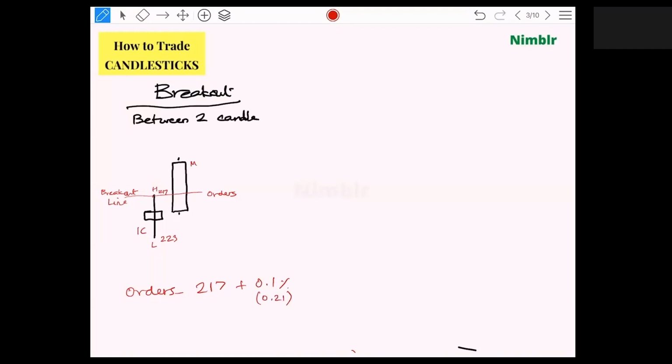For your ease of calculations, if Nifty is 18,200, 0.1%, which will come up every now and then, will be 18.20. If Bank Nifty is 43,000, 0.1% will become 43.